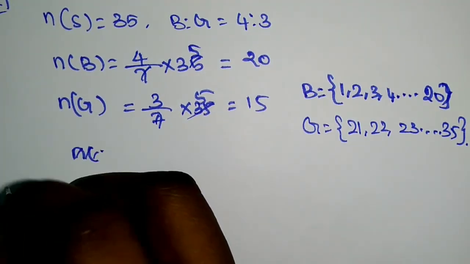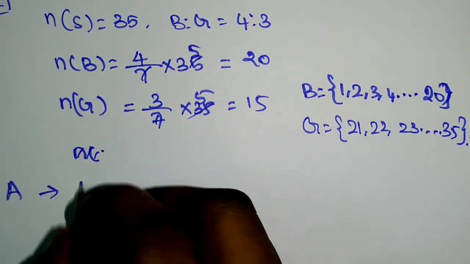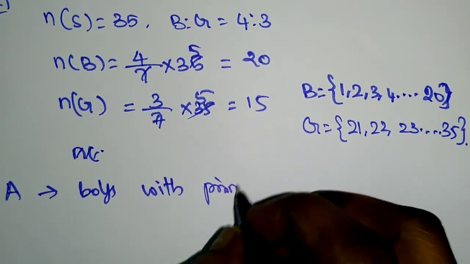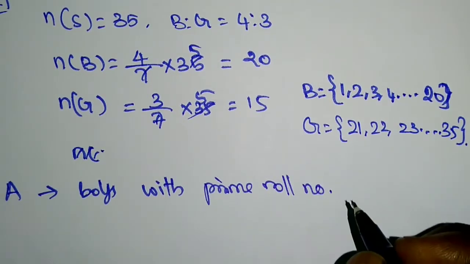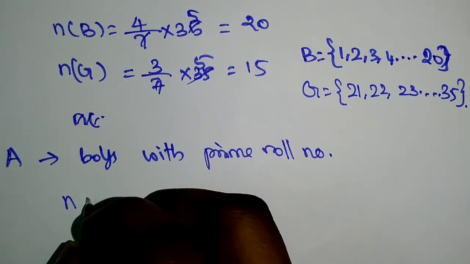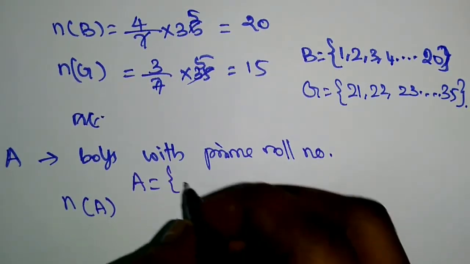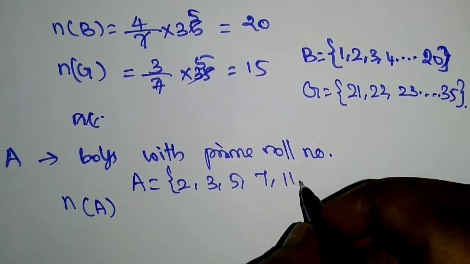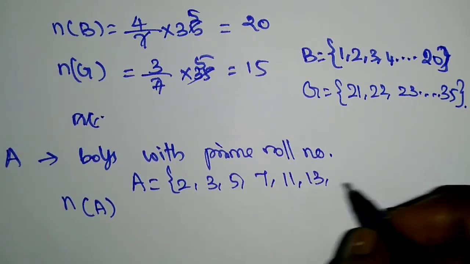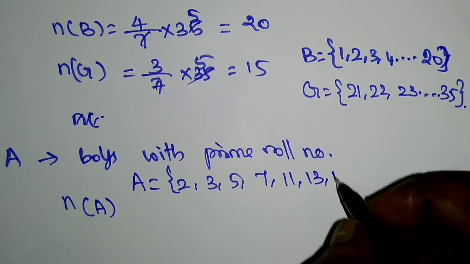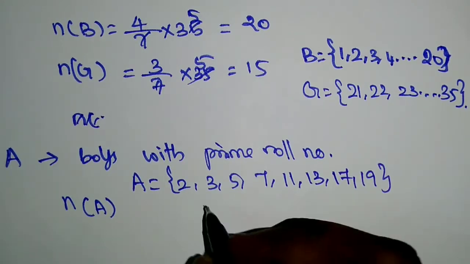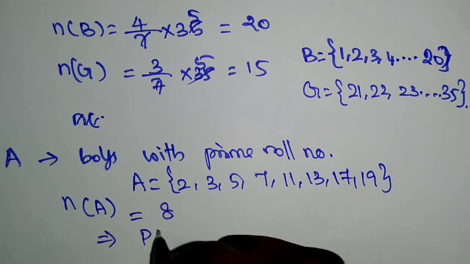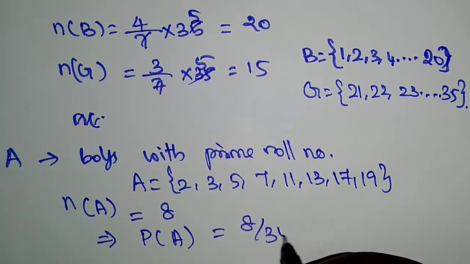Now let A be the event of selecting boys with a prime roll number. So A is equal to the prime numbers 2, 3, 5, 7, 11, 13, 17 and 19. So 8. So n of A is equal to 8, and P of A is equal to 8 divided by 35.